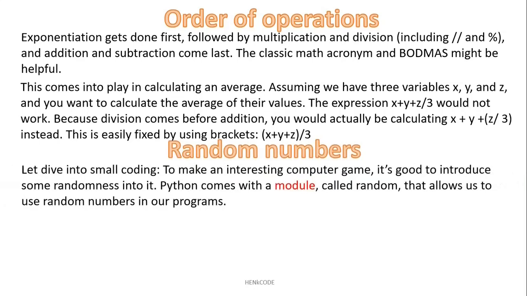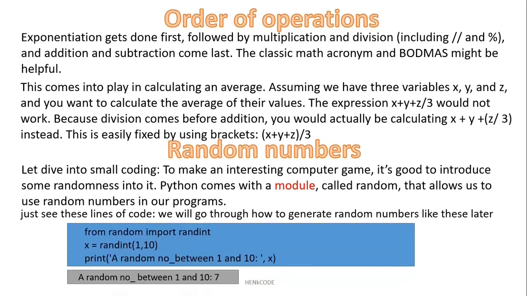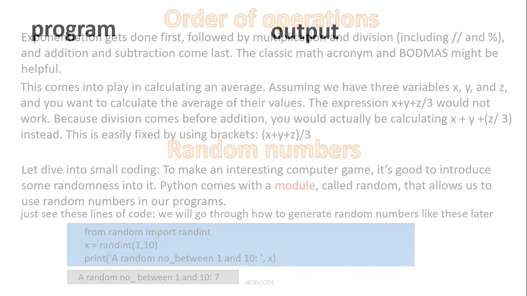Random numbers. Let's dive into some coding. To make an interesting computer game, it's good to introduce some randomness into it. Python comes with a module called random that allows us to use random numbers in our program. Just see these lines of code. We will go through how to generate random numbers like this later in the series.